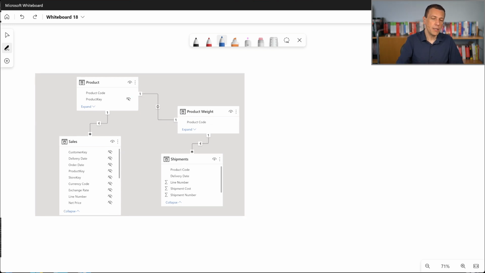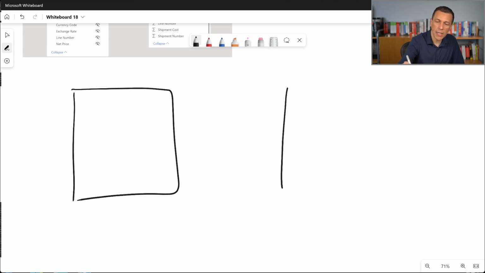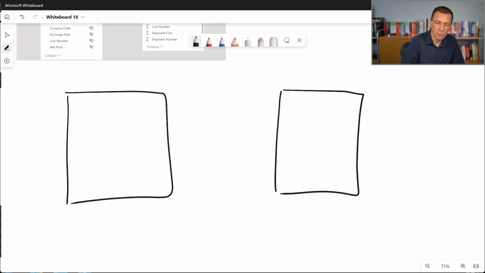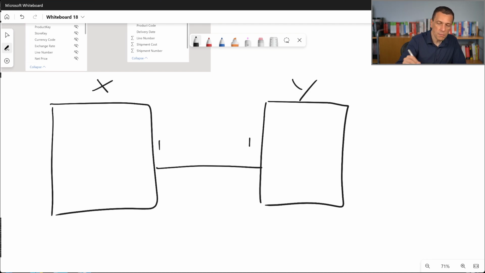In order to do that, let's start from drawing 2 tables that we can connect with a one-to-one relationship and understanding what happens when we have such a kind of relationship. So 1, 1, and the connection this way. Now let's call these tables just X and Y, just because I want to be very accurate in this explanation.